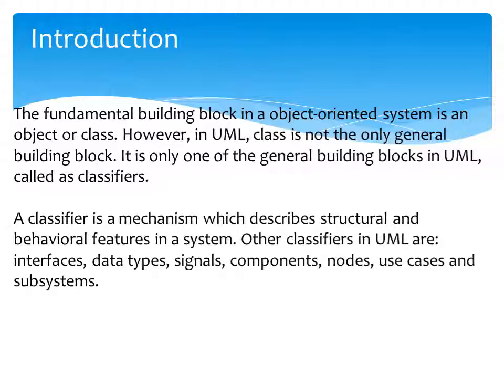First, we will start with the introduction. The fundamental building block in an object oriented system is an object or class. However, in UML, class is not the only general building block. It is only one of the general building blocks in UML called classifiers. A classifier is a mechanism which describes structural and behavioral features in a system. Other classifiers in UML are interfaces, data types, signals, components, nodes, use cases, and subsystems.